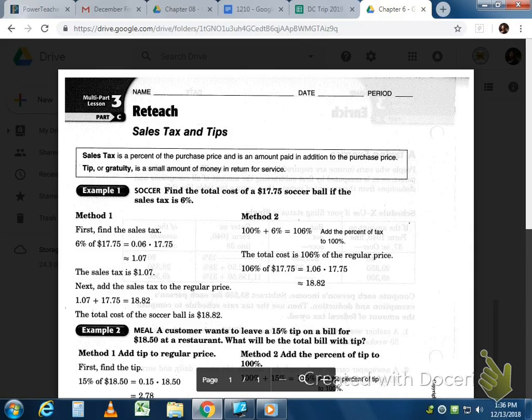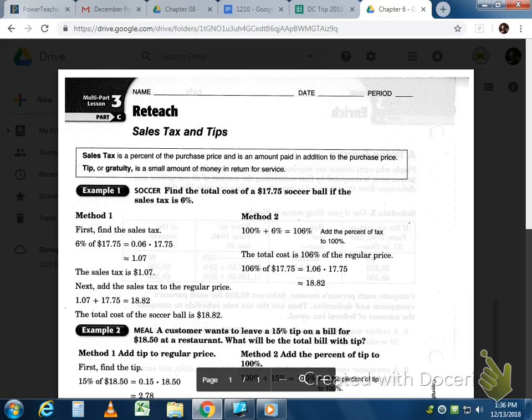6.3C, Sales Tax and Tips. So we're going to use the percentages that we've been working with this whole chapter. And we're going to talk about some very common uses of percentages. One being sales tax. Sales tax is a percent of the purchase price and is an amount paid in addition to the purchase price.